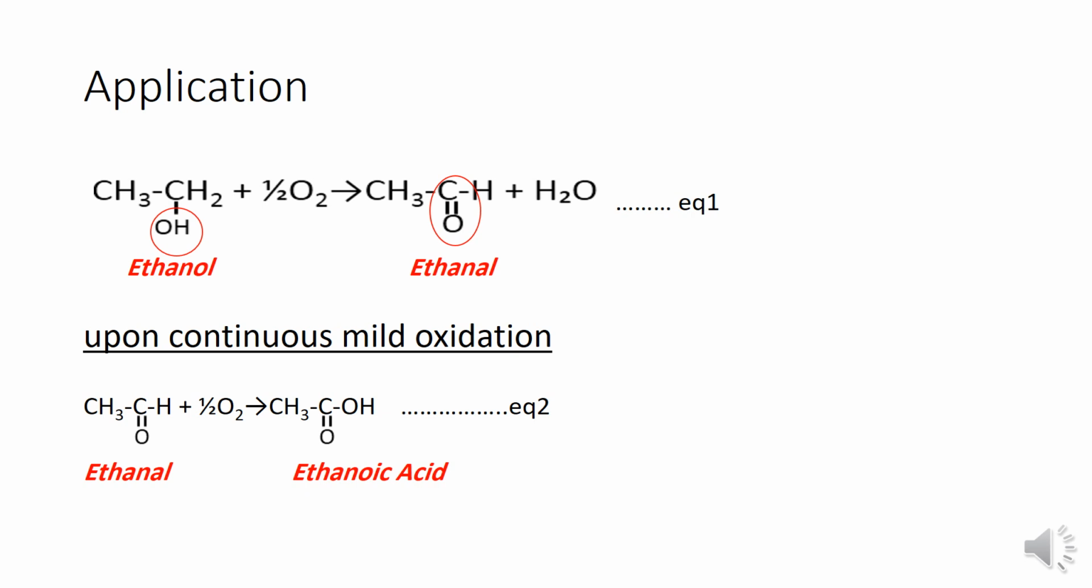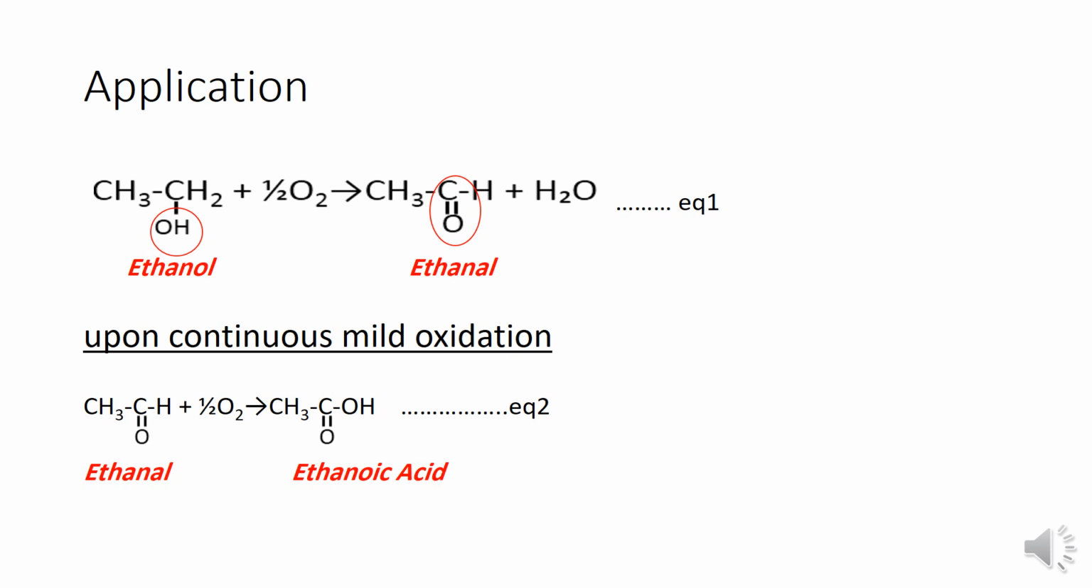Now, how do we name this aldehyde? This aldehyde consists of two carbon atoms, the same as the alcohol. So it ends with -al. You see here, ethanol ends with -ol. The ethanal ends with -al.